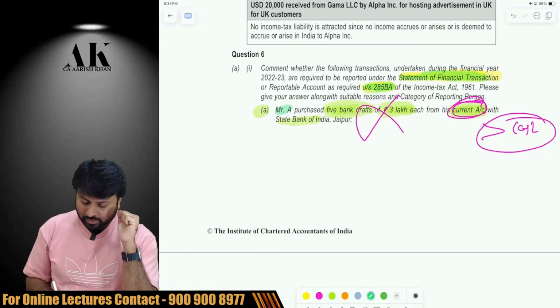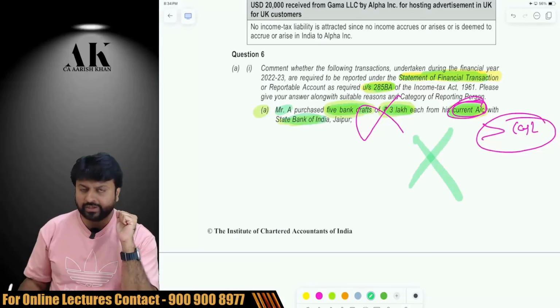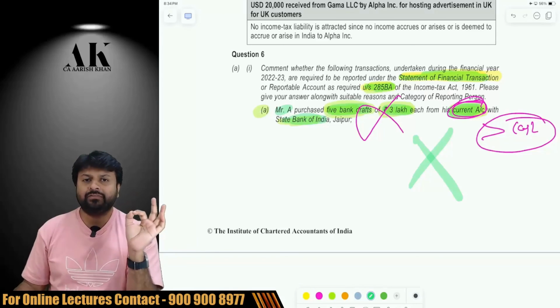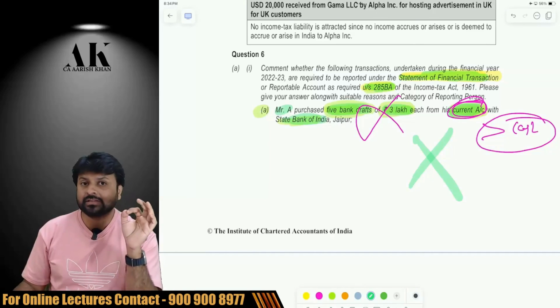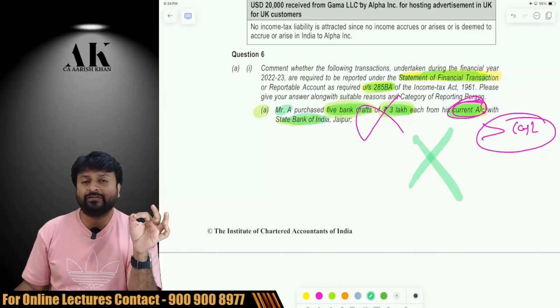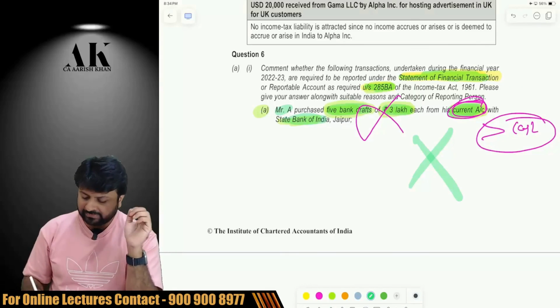One person, Mr. A, is going to State Bank of India and buying 5 FDs of 3 lakh each through his current account. SFT not applicable. Yes, if you buy an FD of more than 10 lakh rupees in cash, then SFT is applicable. Here the person is buying FDs through a current account. Therefore, SFT will not be applicable here.